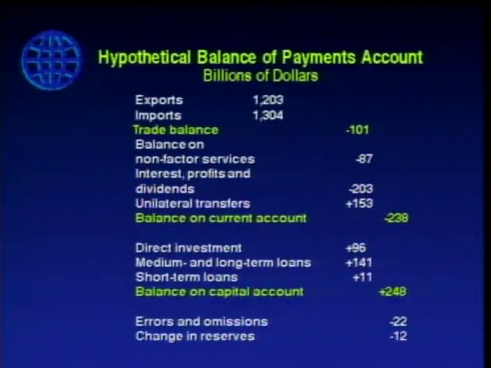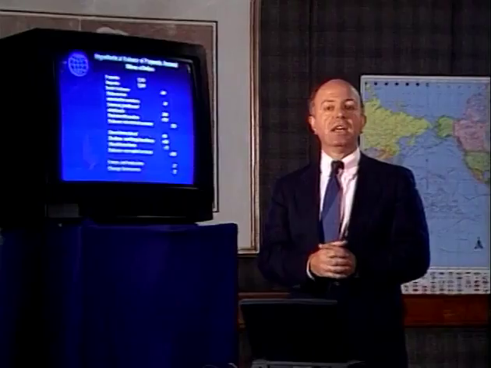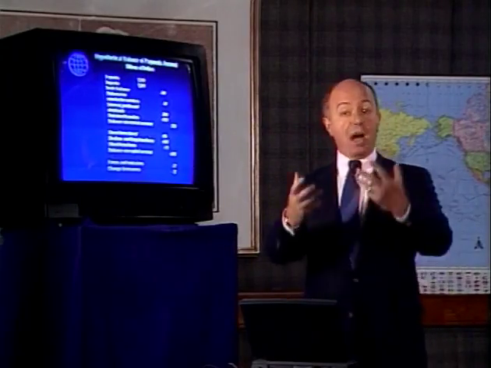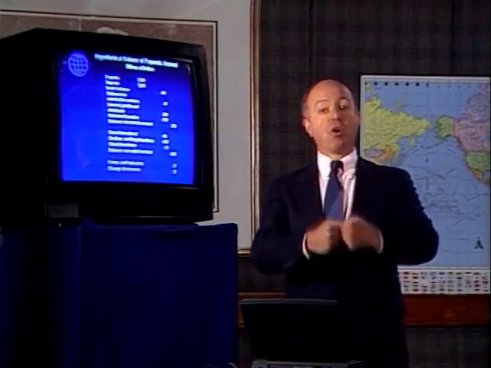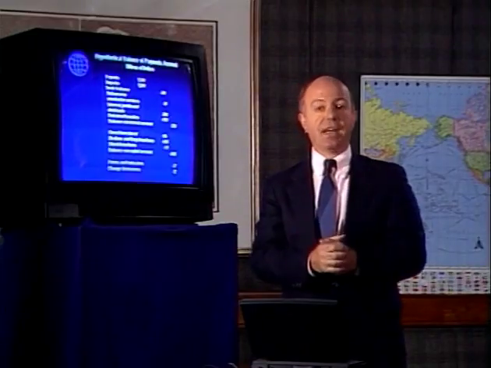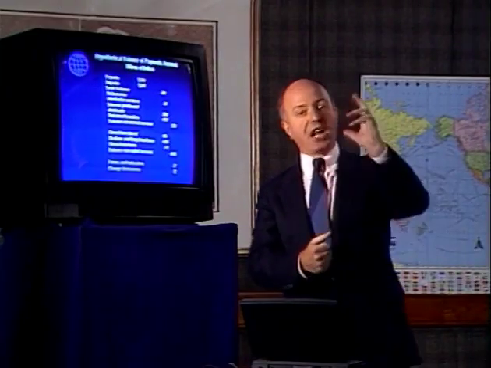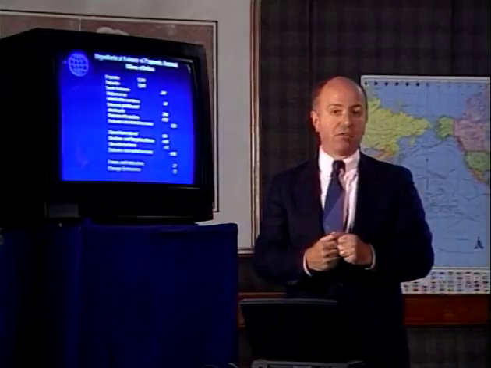There are three basic sets of transactions that are measured. The first is pretty easy to understand. It's trade, imports and exports. Exports are goods, let's say, that the U.S. sells abroad. Imports, goods that it buys from abroad. And the difference between those two is the trade balance, as it's called. It's a trade deficit if we buy more goods from abroad than we sell abroad, so that's called a deficit. It's a surplus if we sell more goods abroad than we buy from abroad.